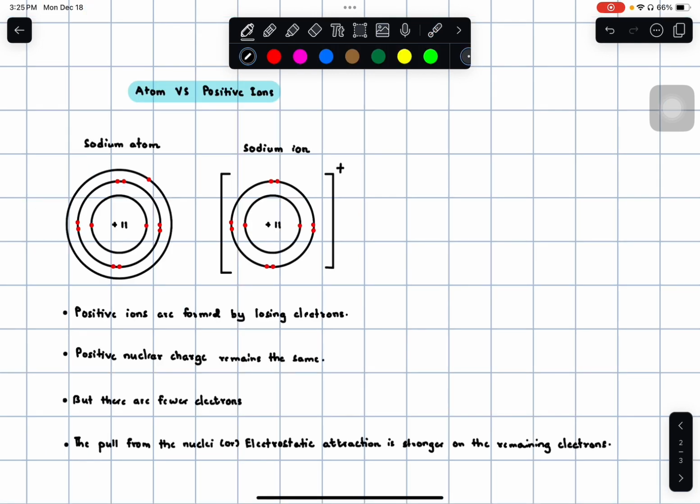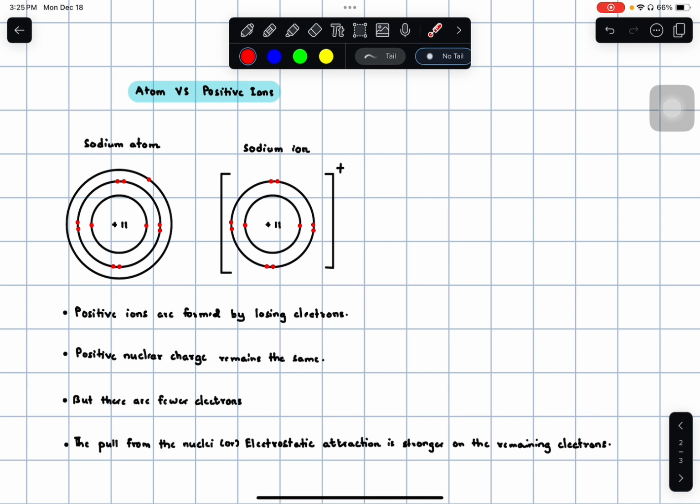Talking about trends in ionic radii cannot be done unless we understand the difference between positive and negative ions in terms of their radius. Now, on the left side, you can see a neutral sodium atom. And for a sodium atom to become a sodium ion, it loses 1 electron from the outermost shell, and now it has 2 shells with a positive charge. So positive ions are formed by losing electrons.